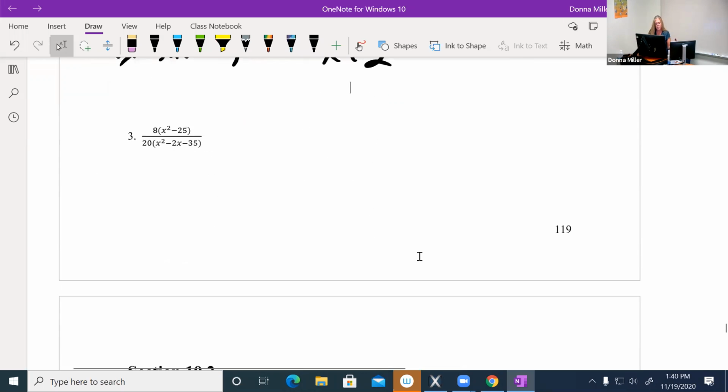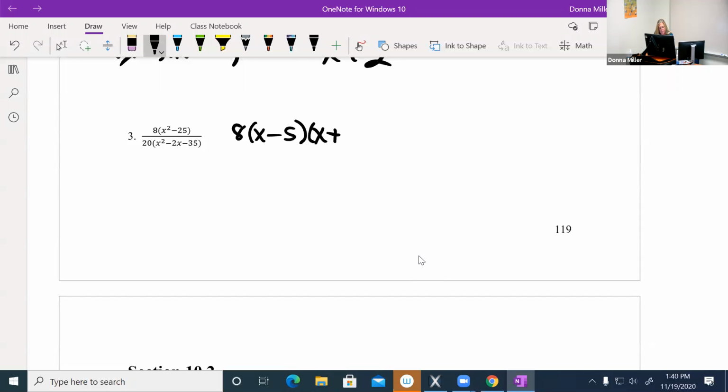So we got to factor this guy here. So x squared minus 25. That's your difference of perfect squares. So you take the square root. So that would factor x minus 5 and x plus 5. Is that right? Just take the square roots. One's minus, one's plus.